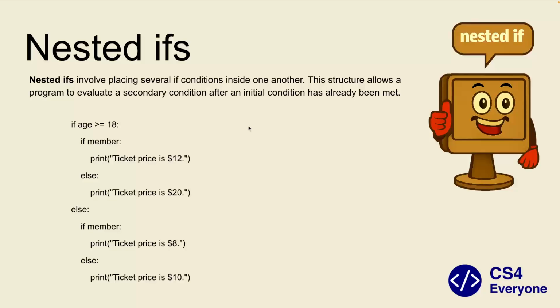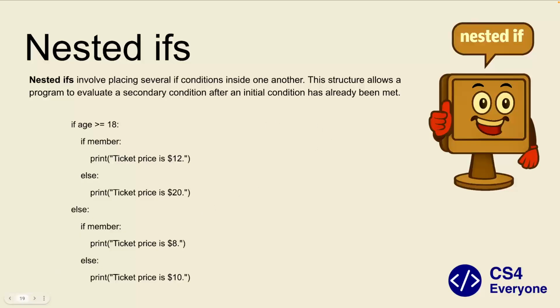Nested ifs involve placing several if conditions inside one another. This structure allows a program to evaluate a secondary condition after an initial condition has already been met. So if the age is greater than or equal to 18, then inside there is a nested if member. If member, then "ticket price is $12" will be printed. Else, "ticket price is $20" will be printed. Else, if member, "ticket price is $8" will be printed for ages less than 18. Else, "ticket price is $10" will be printed.